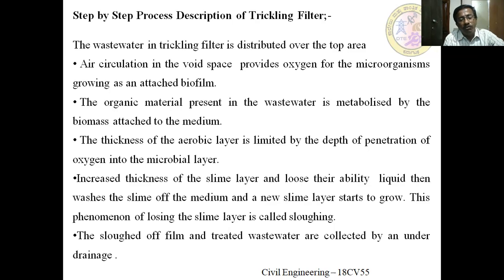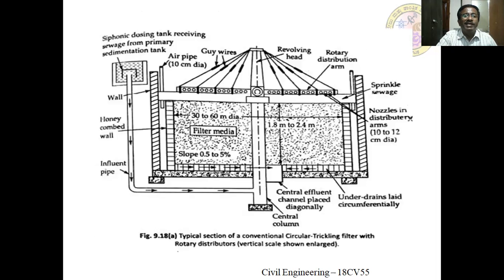This whole phenomenon is usually called sloughing. It occurs due to the formation of the endogenous phase within the trickling filter. It is also called unloading of the filter. The sloughed film and treated wastewater are collected by an underground drainage system, and finally reach the secondary clarifier, where the sloughed matter is separated from the wastewater.